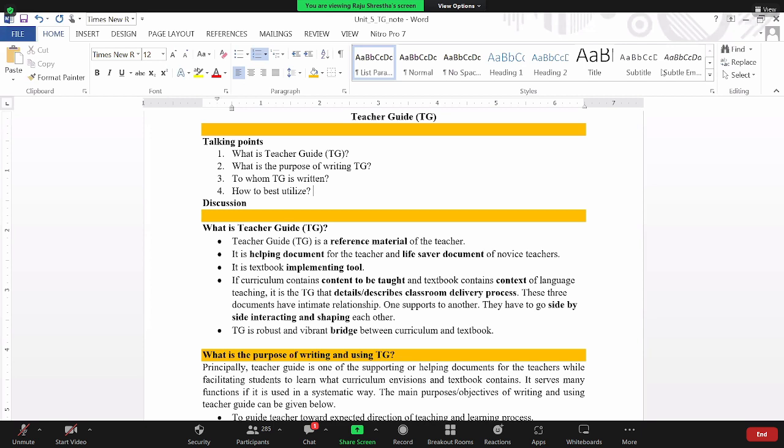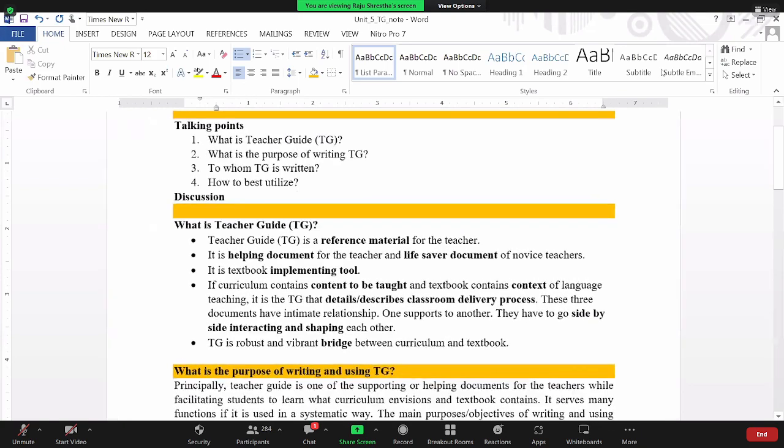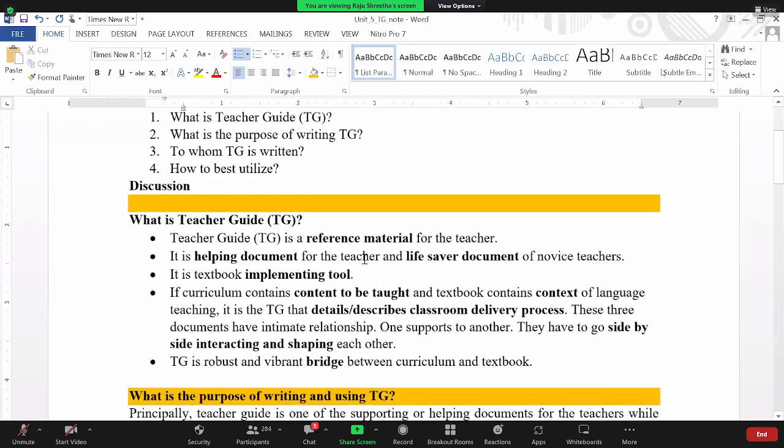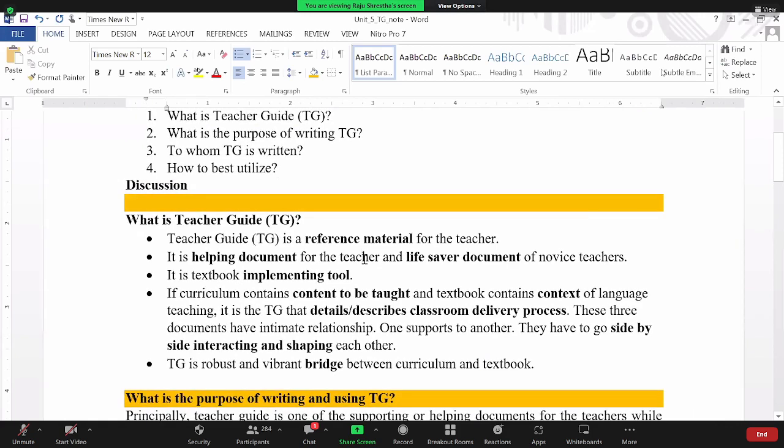Yes. Now let's discuss TG. What is teacher guide? So teacher guide is a reference material of the teachers. Let's say, teacher's reference material, a sandarbha samagri. It is a helping document for the teacher and for the experienced teacher. And for the novice teachers or inexperienced teachers, just beginners, this is a lifesaver document also.